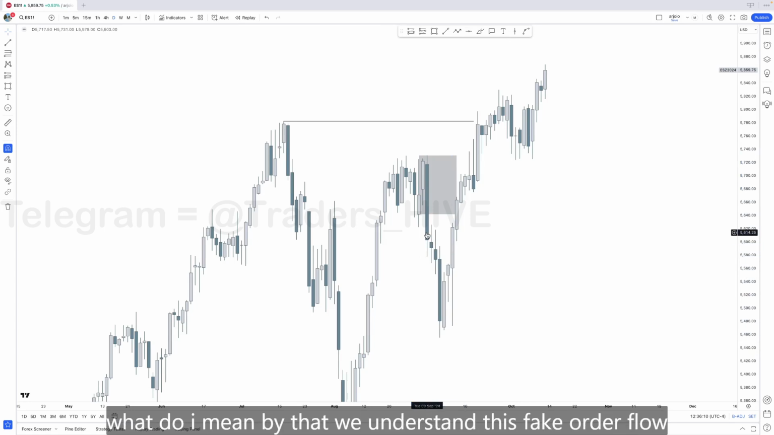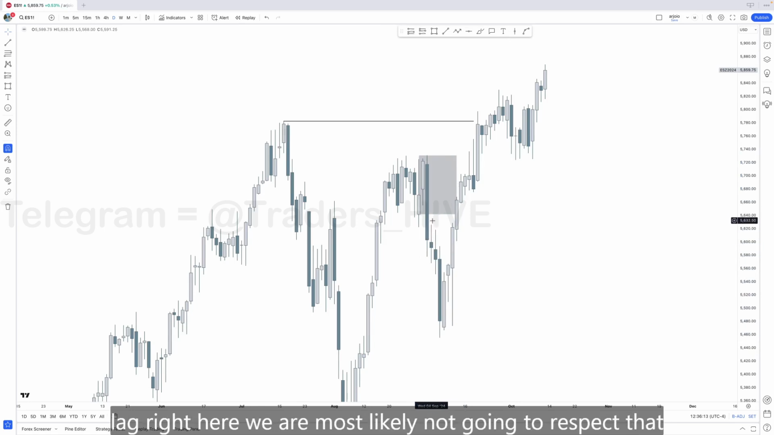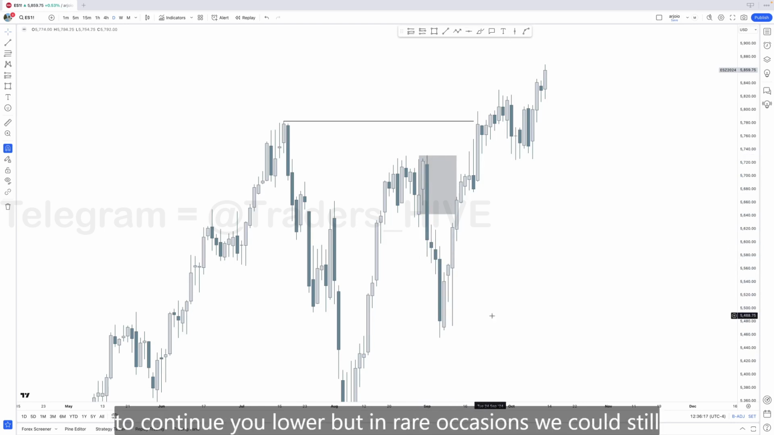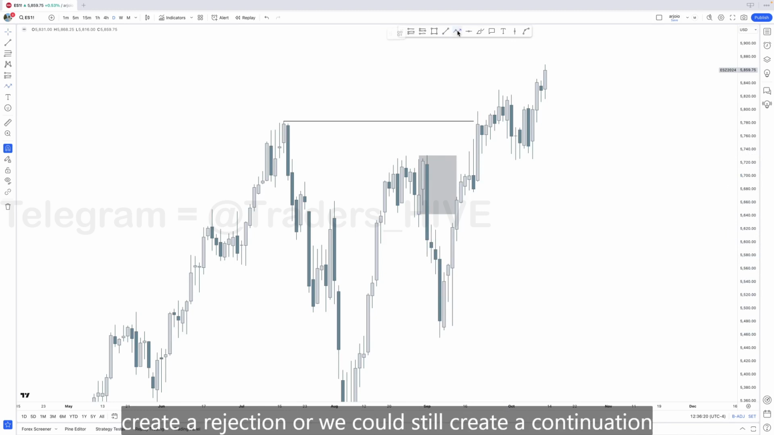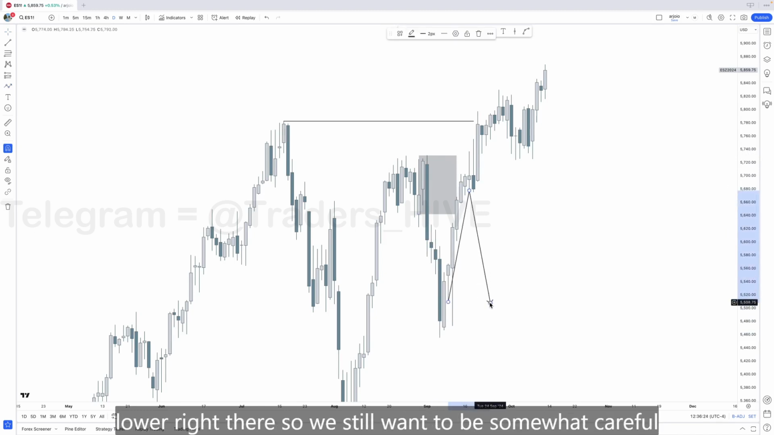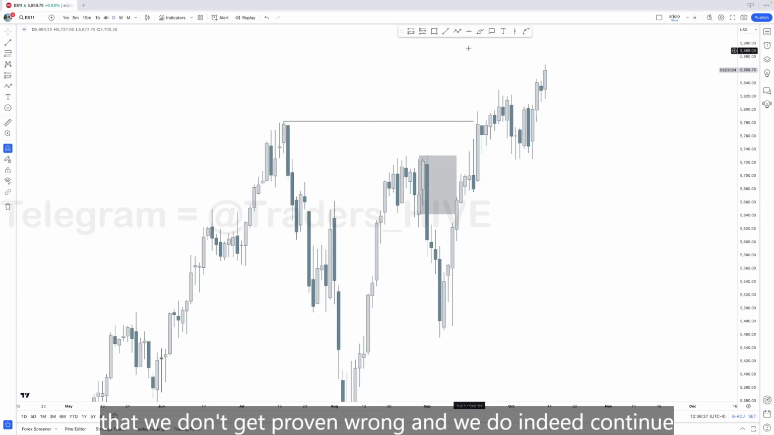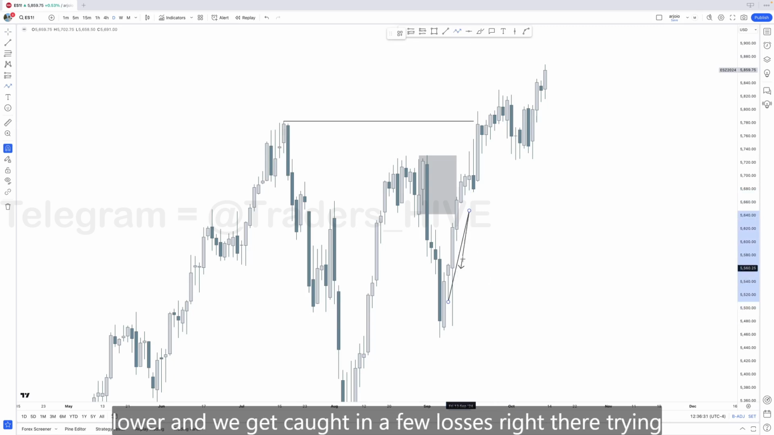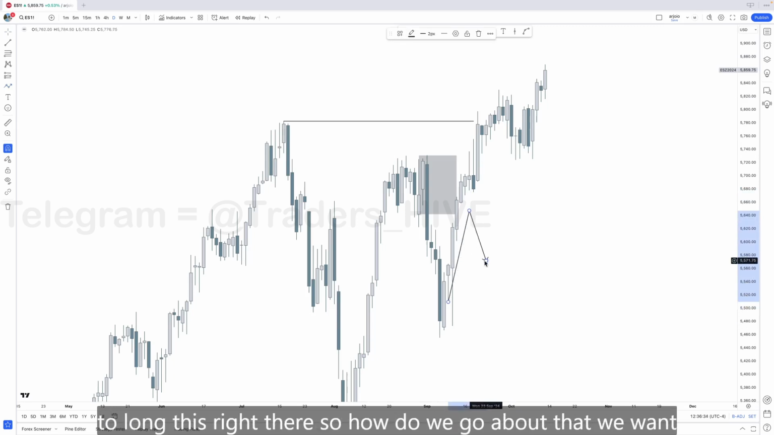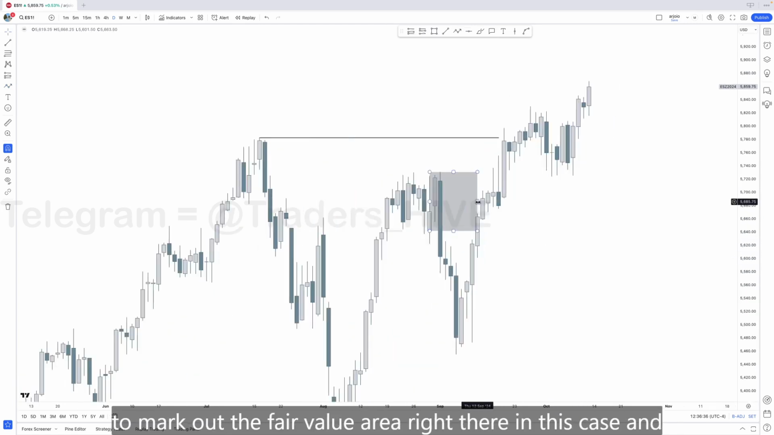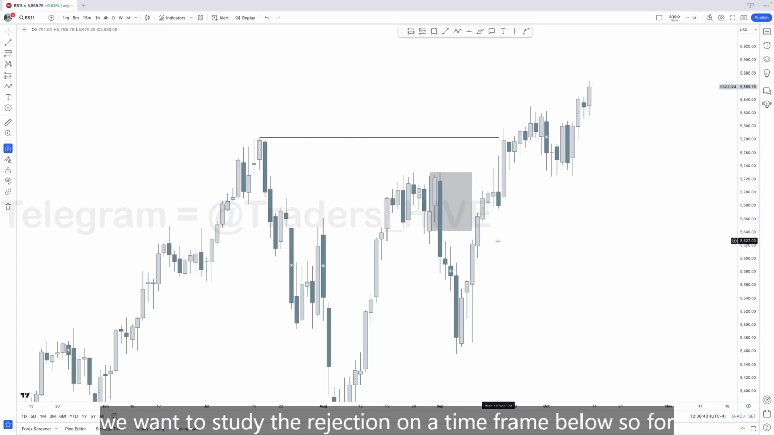So what do I mean by that? We understand this fake order flow lag right here, we are most likely not going to respect that to continue lower. But in rare occasions, we could still create a rejection, or we could still create a continuation lower right there. So we still want to be somewhat careful that we don't get proven wrong and we do indeed continue lower and we get caught in a few losses trying to long this right there. So how do we go about that? We want to mark out the fair value area right there in this case, and we want to study the rejection on a time frame below.